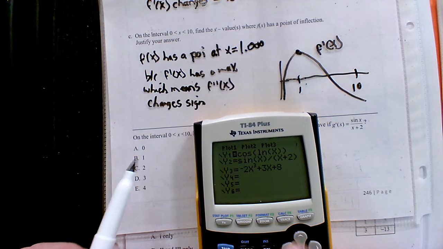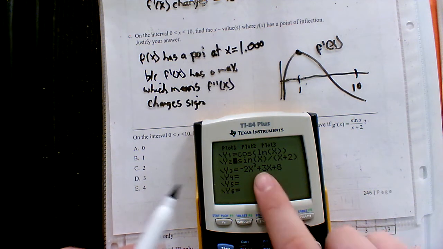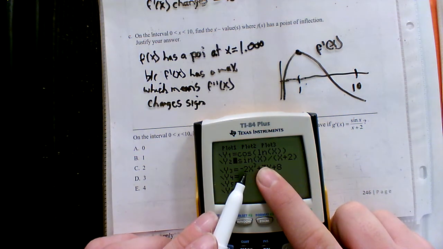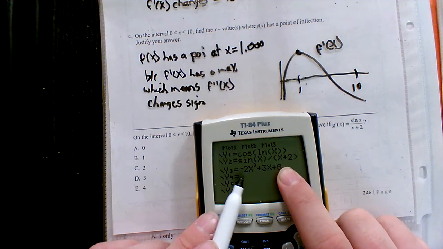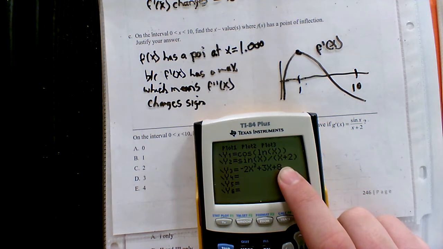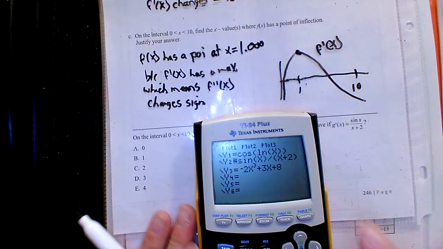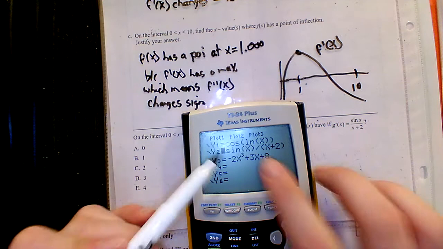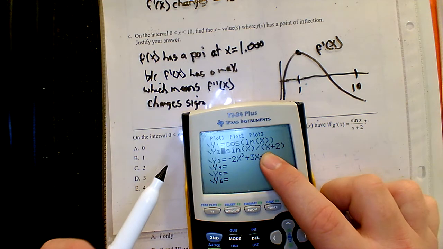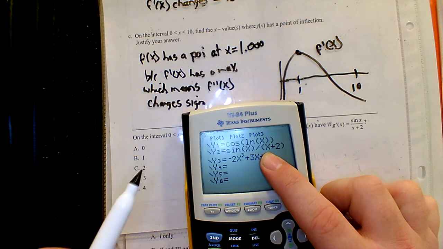So I already have this typed in my calculator, like I said earlier, but you can delete what's in there and put it in your number 1. But you need to have sine of x divided by x plus 2. So you can delete what you have in the first one and just put this in your first one. But sine of x divided by x plus 2.